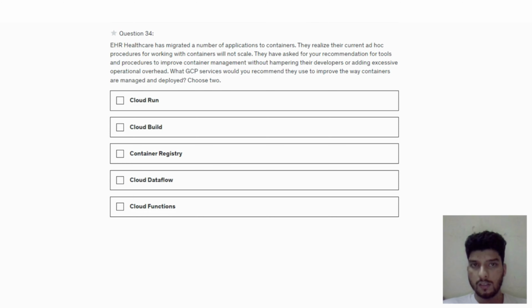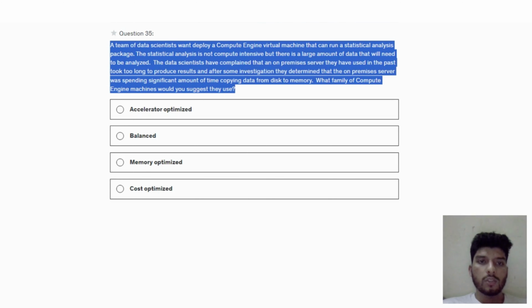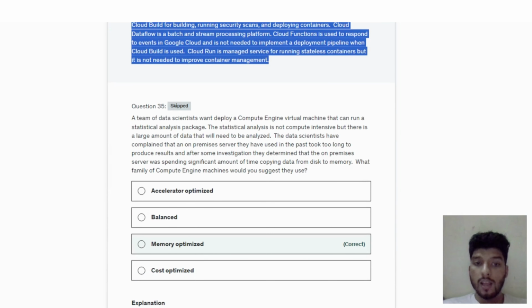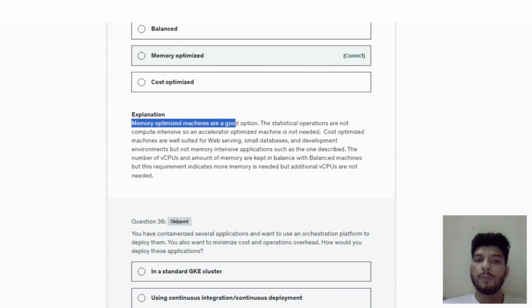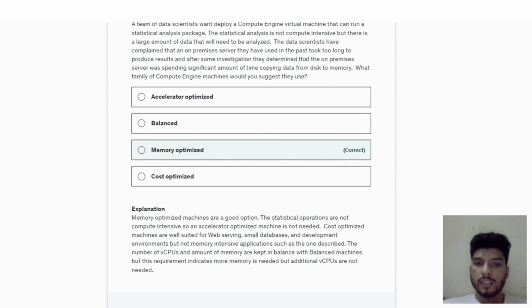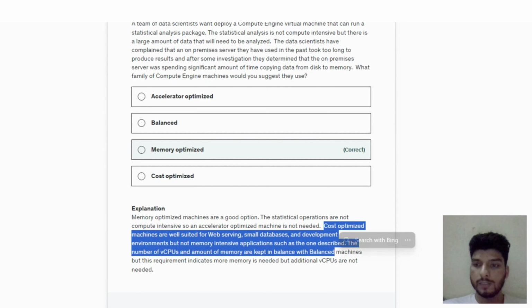So here's a question. You have to select the one right answer. The options are accelerator optimized, balanced, memory optimized, and cost optimized. And the right answer is option C, memory optimized. And here is the explanation: memory optimized machines are a good option. The statistical operations do not become compute intensive, so the accelerator optimized machine is not needed. And here are the explanations for the other incorrect answers.